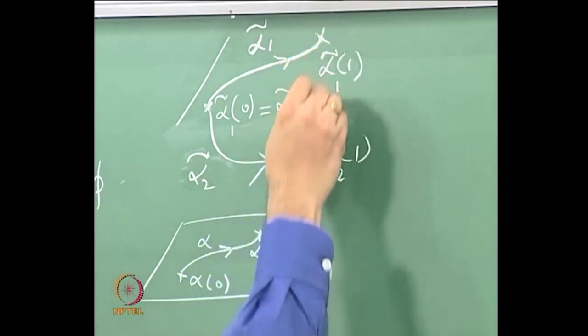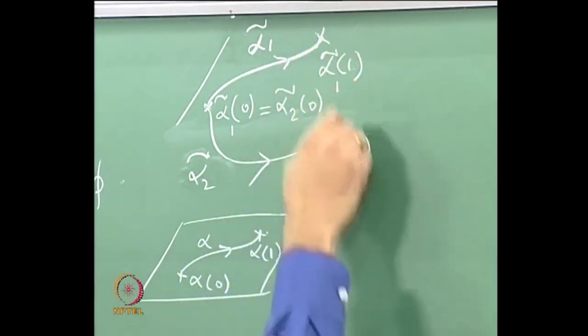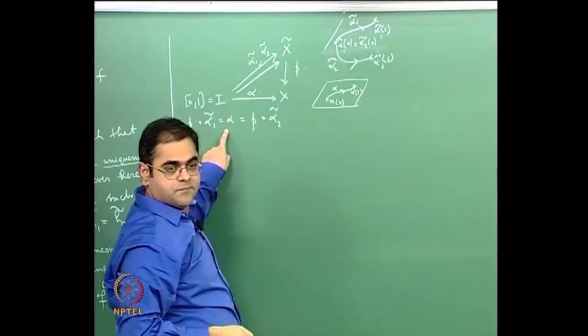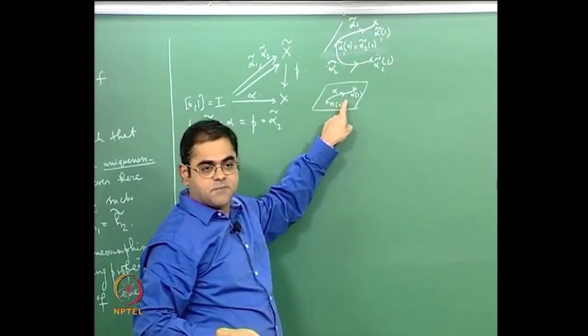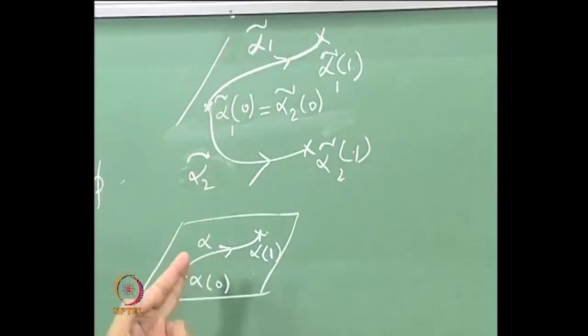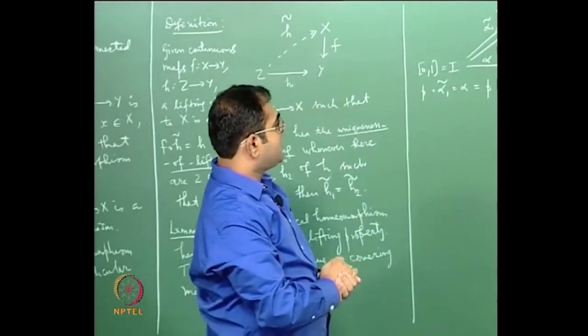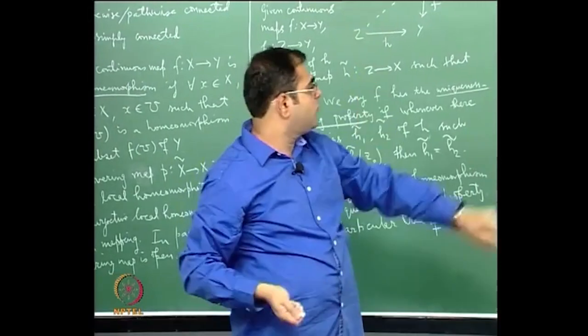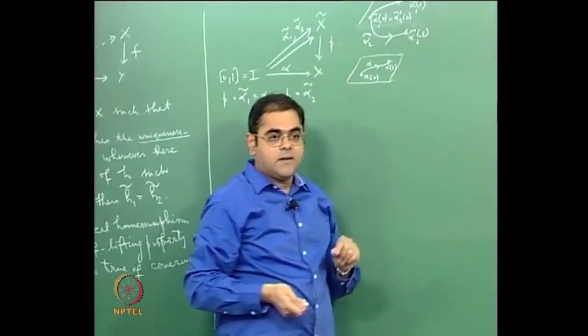Of course, alpha 1 tilde and alpha 2 tilde at 1 should lie above alpha of 1 because of this condition. These paths lie over this path, so if I follow this path by the projection, I should get the path below. So it is clear that alpha 1 tilde of 1 and alpha 2 tilde of 1, the end points, are certainly points lying above the end point below. But that is not the point.